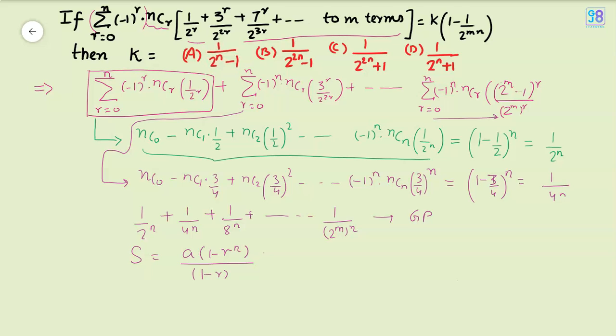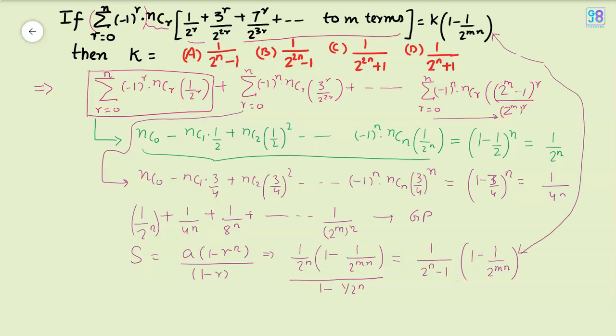So if we observe, the first term is this, so you write 1 over 2 to the power of n times (1 minus 1 over 2 to the power of mn) over (1 minus 1 over 2 to the power of n), which simplifies to 1 over (2 to the power of n minus 1) times (1 minus 1 over 2 to the power of mn). If we compare this expression with the given expression, you can just focus on these two. You will find this part is matching with this part, so this constant k by comparison will be 1 over (2 to the power of n minus 1), hence a is my right answer.